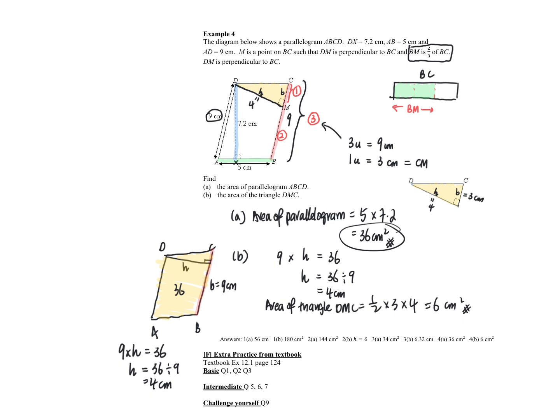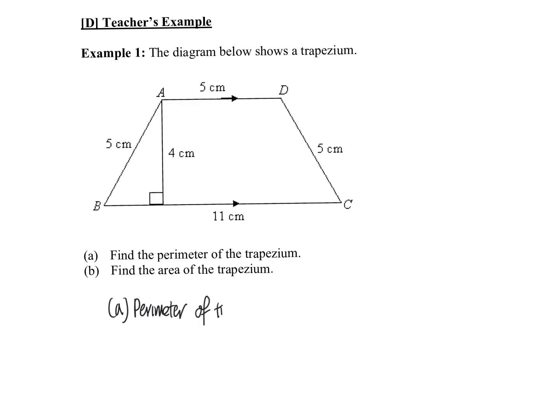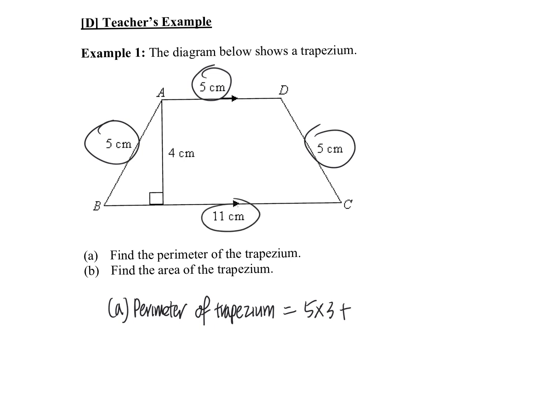Okay, shall we do a bit of trapezium as well? Since we have time. Five times 3 plus 11. Got 3? No, cause 5. 1, 2, 3 plus 11. 11. Very good.